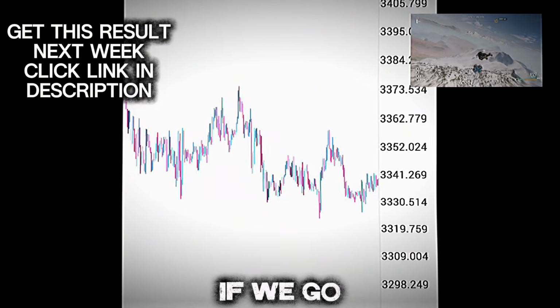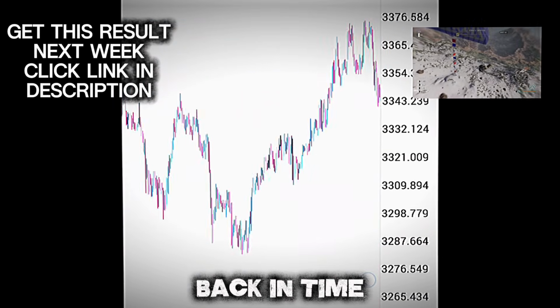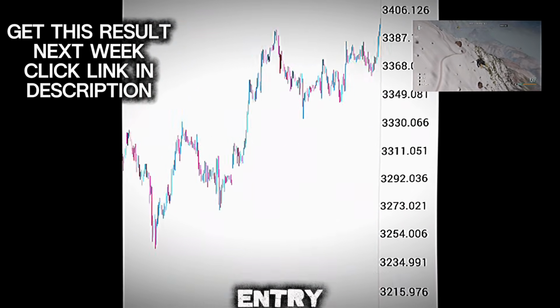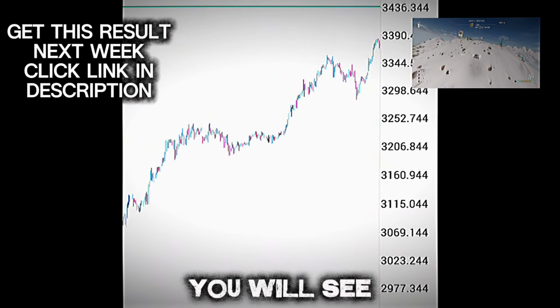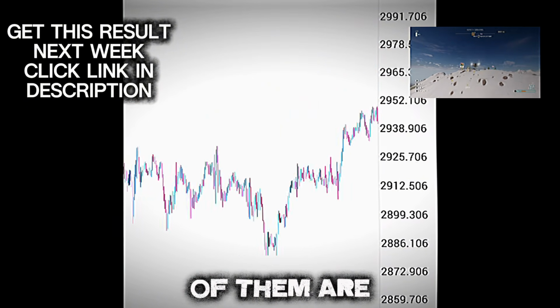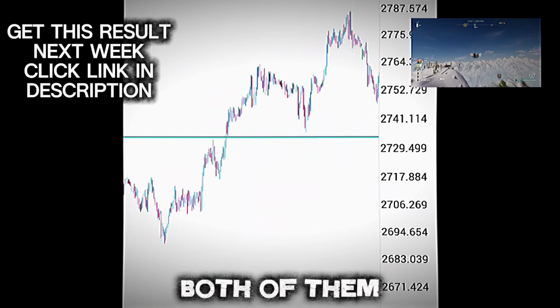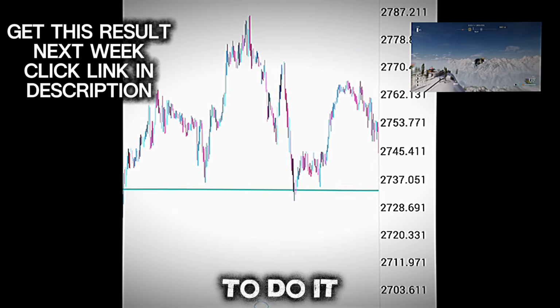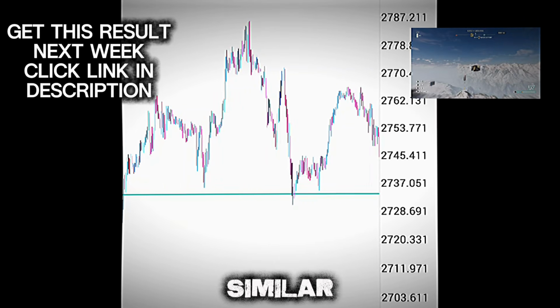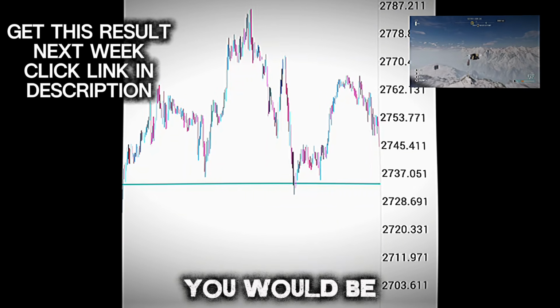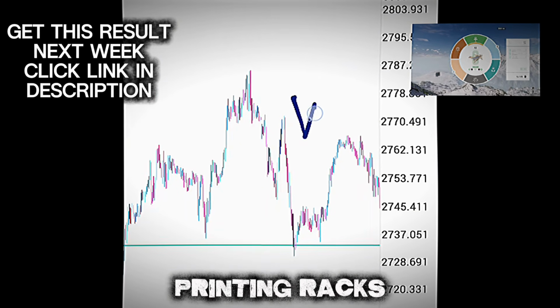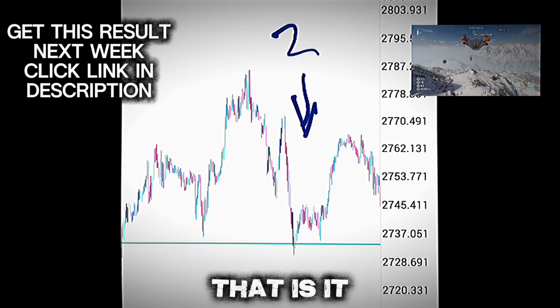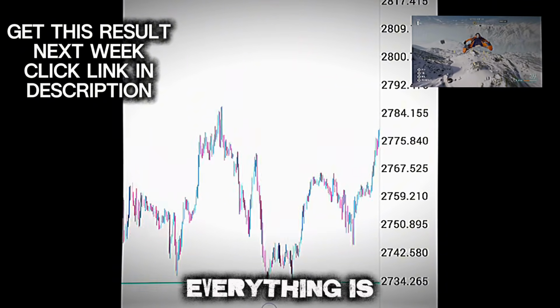If we go back in time to the second entry, you will see that both of them are similar. That's it. If both of them are not similar, you don't want to trade it. But if both of them are similar, oh my god, you would be printing racks. That's it. It is very, very simple. Everything is structured in the market.